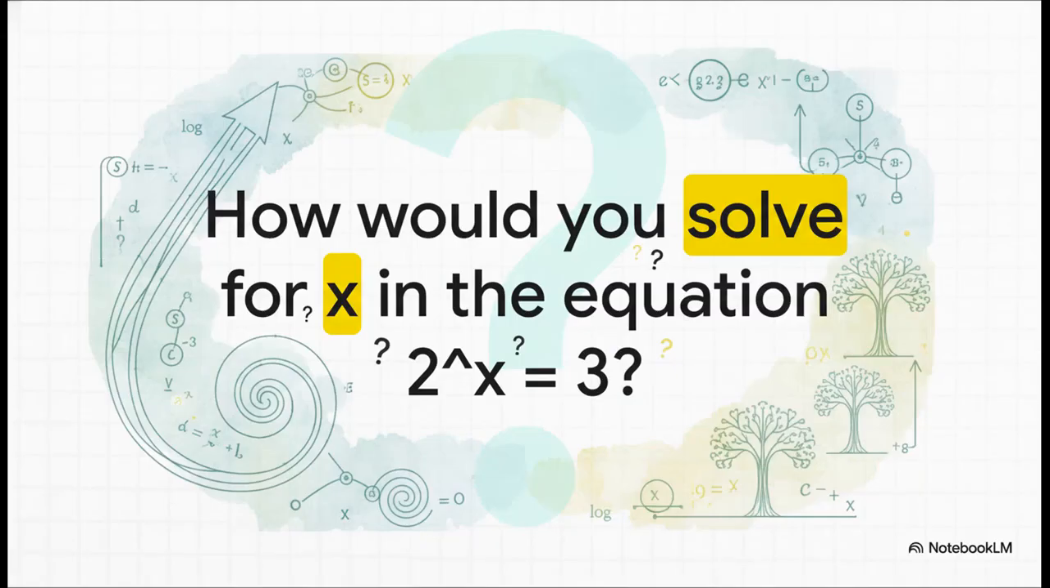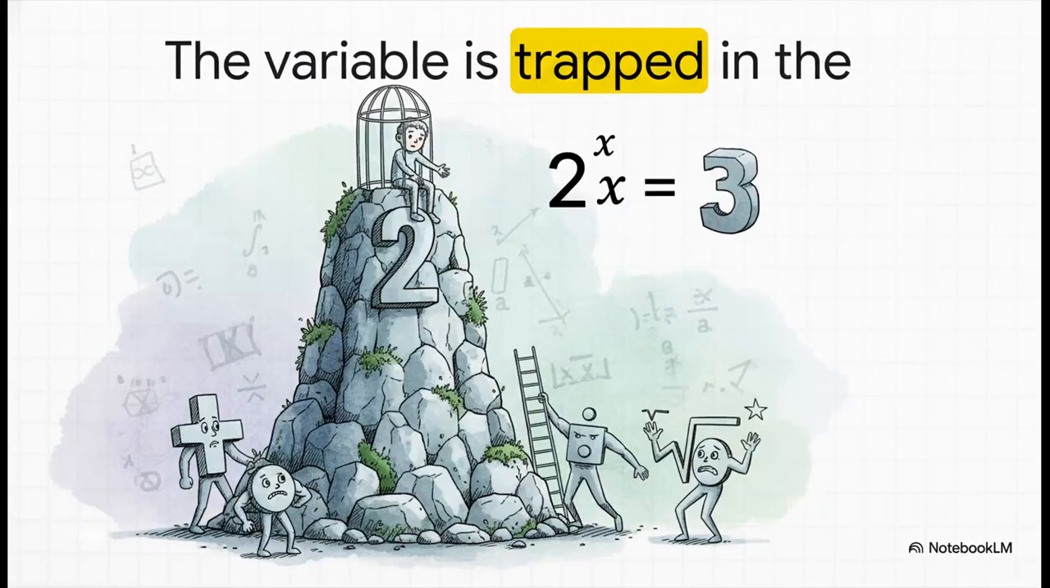Okay, so take a look at this equation right here. 2 to the power of x equals 3. How in the world would you solve for x? I mean, you can't just divide by 2, right? And taking a square root isn't going to help, so what's the move? If you're scratching your head a little bit, that's totally normal. You've just hit the core of the problem.